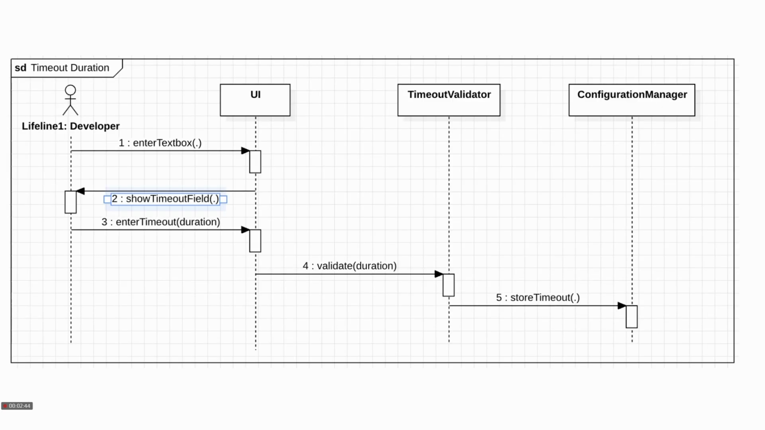In our sixth design sequence diagram, we have the timeout duration. Now this interaction helps developers configure timeouts. The developer will begin by entering data into a UI text box. After that, the timeout validator confirms input validity and, if correct, sends the duration to the configuration manager to be stored. This gives the system flexibility to accommodate different timing requirements during development and deployment.